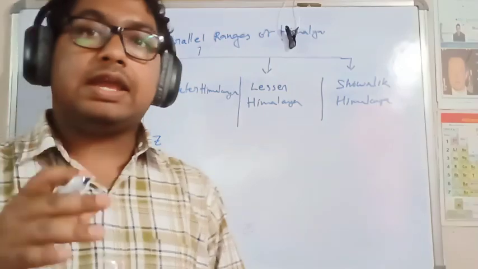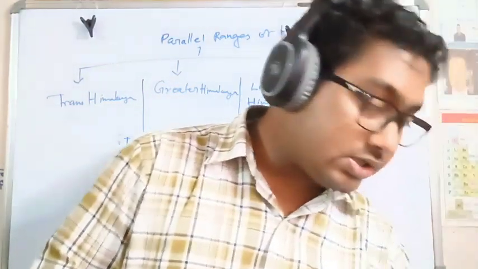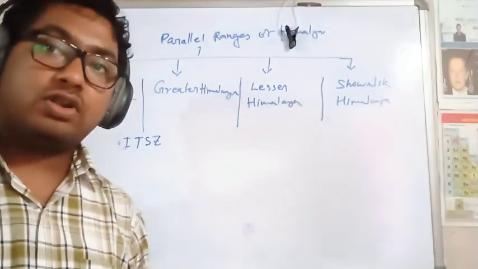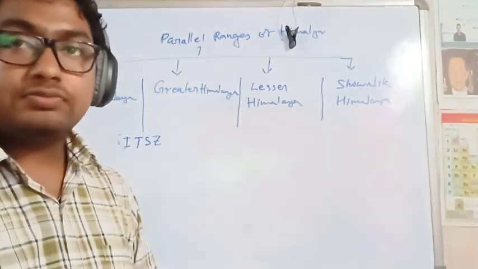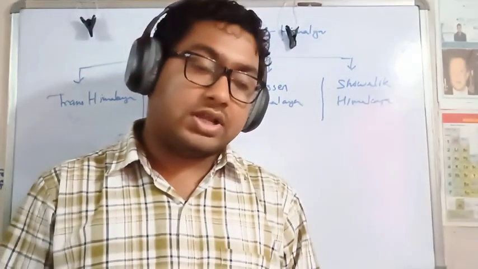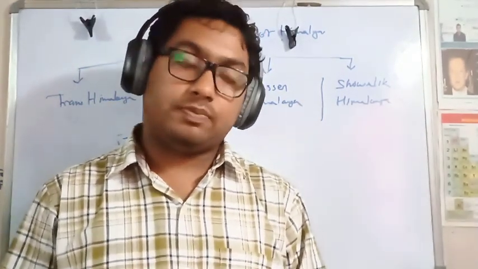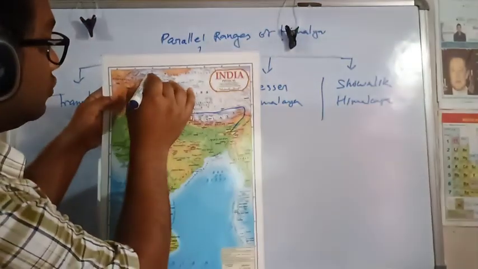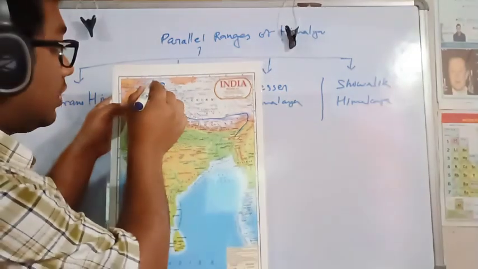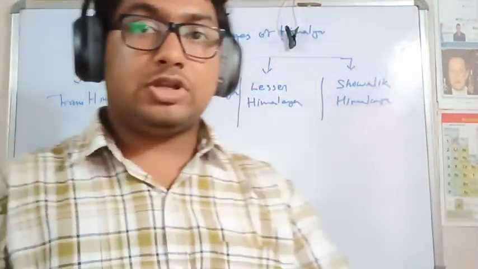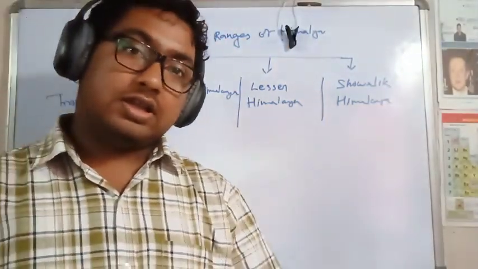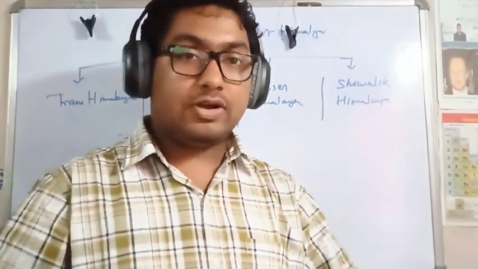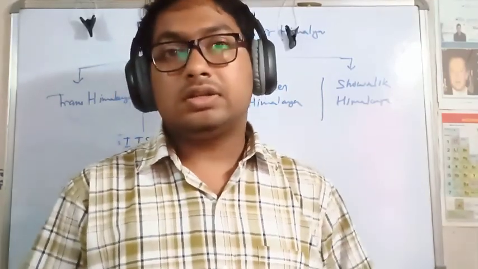Here the main mountains, the Karakoram, Ladakh, Zaskar and Kailash ranges, are categorized under the Trans Himalayas. The Karakoram range is known as the backbone of Asia and has the highest mountain peak, K2. Notice here, it is K2, in the Karakoram range, the highest peak of India. It is situated in POK, but it is actually part of India, captured by Pakistan.